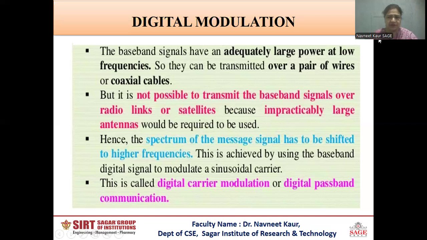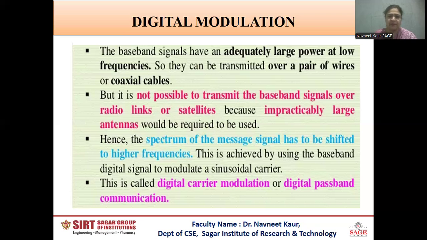Now, digital modulation. The baseband signal, which is also called message signal, is having a large power at low frequency. So this signal can be transmitted over a pair of wires or coaxial cables. But it is not possible to transmit the message signal or baseband signal over radio links or satellites or over a larger distance, because in that case, larger antennas would be required to be used.